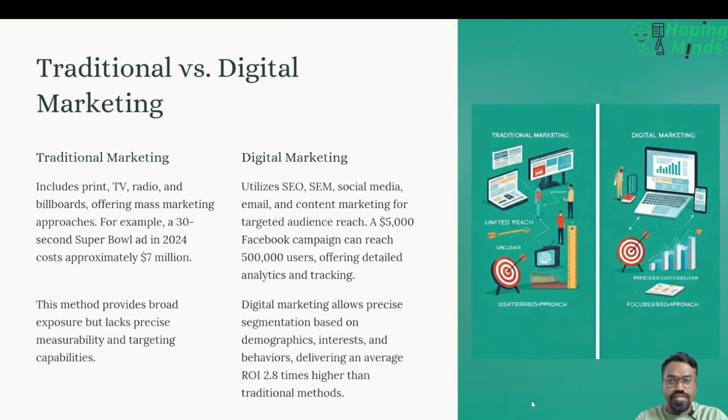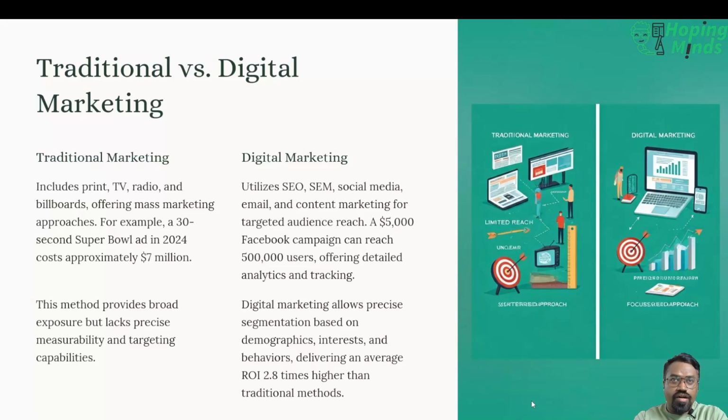So let's talk about traditional versus digital marketing. Traditional marketing includes print media, newspapers specifically, TV ads, radio, billboards, etc., which offer mass marketing approaches. There are businesses doing traditional marketing as of now, but there are other businesses which want to go into the digital sector. Businesses which feel that their audiences are available offline still prefer traditional marketing. But there are businesses who do not want to spend too much on traditional marketing. They go along with digital marketing.